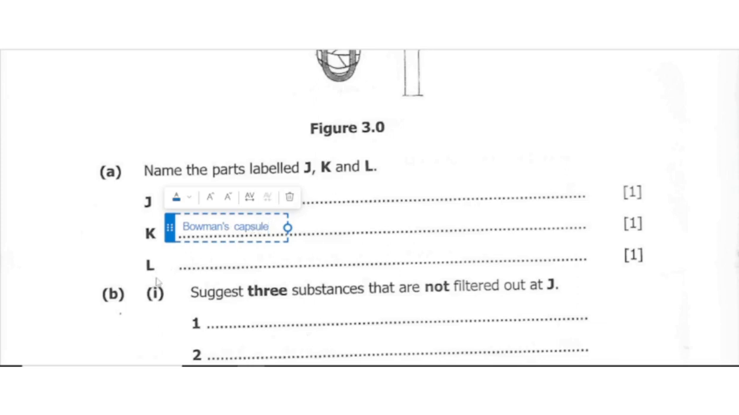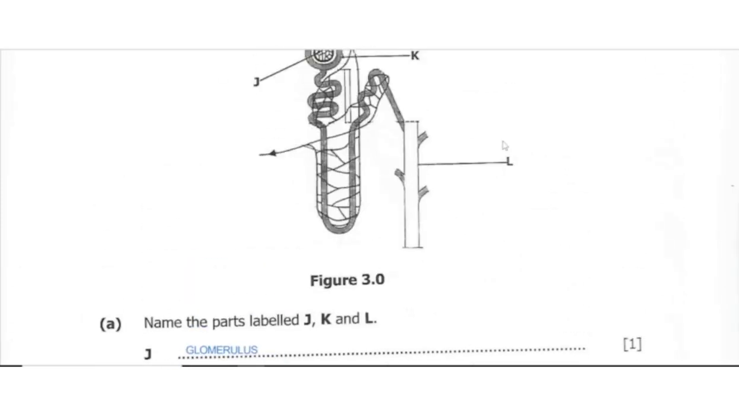We come to the part labeled L. L, that is the collecting tube. L, collecting tube. Okay.